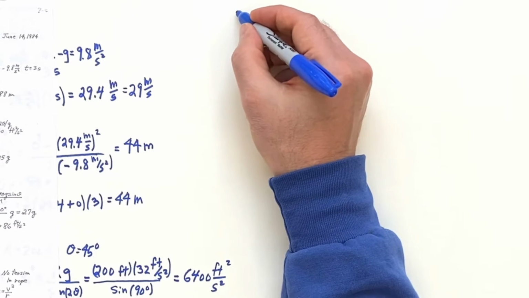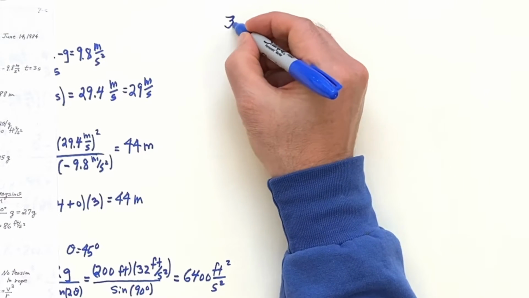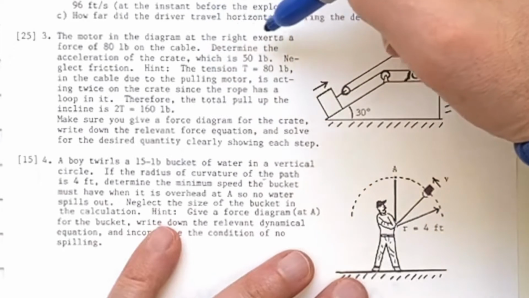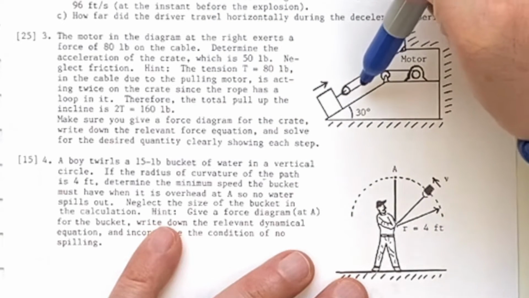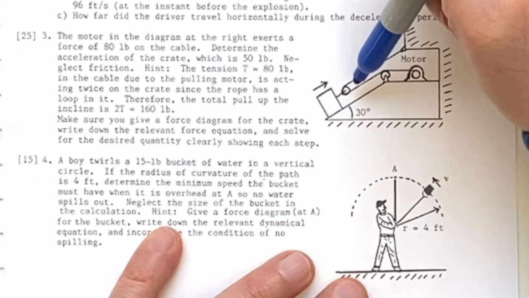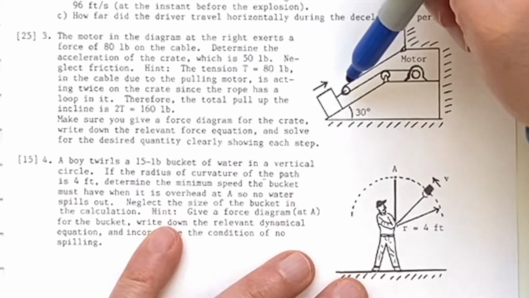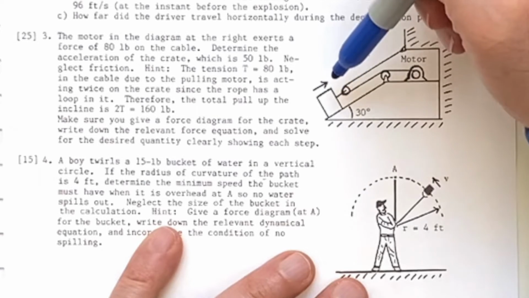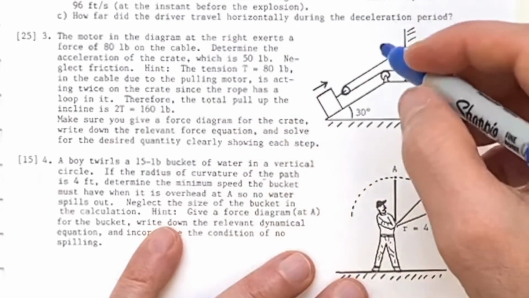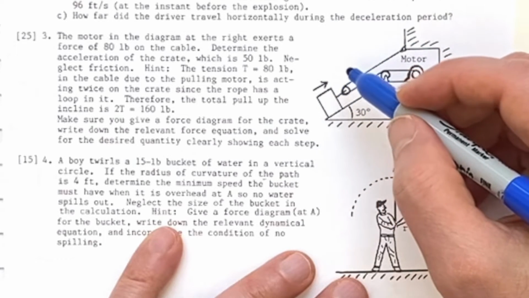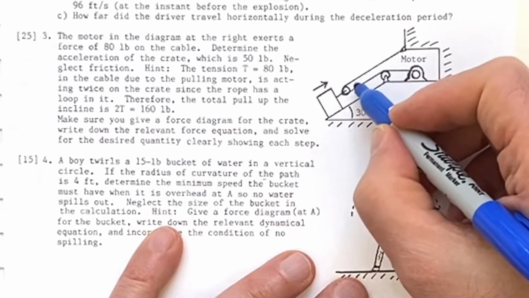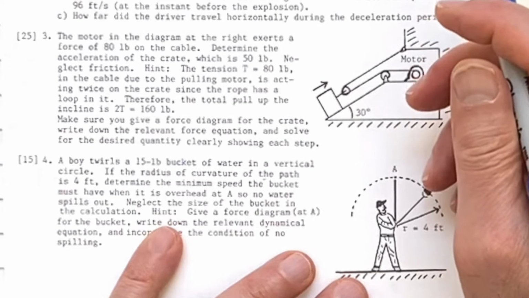Okay, now we go on to the third problem in the exam. Third problem here is a motor in the diagram pulling up a crate, and they want to know the acceleration of the crate and neglect friction. They give you the crate weighs 50 pounds, the tension in the cable is given also, 80 pounds, and it gives a hint that that tension is acting twice, because that tension everywhere is basically twice, two T's pulling up, so that's a nice hint.